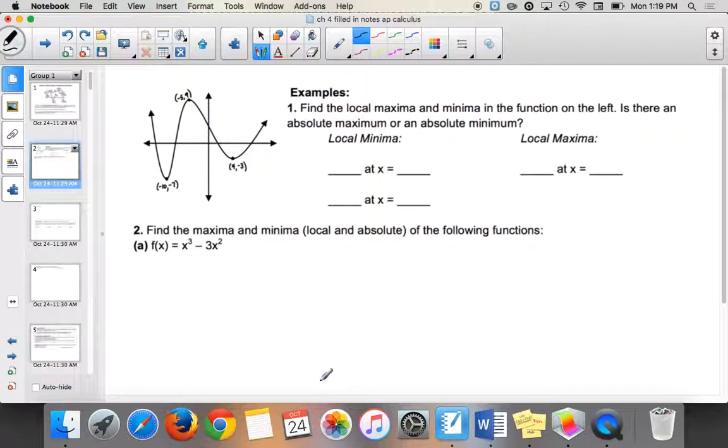So let's try one. It says find the local maxima and minima in the following function. Is there an absolute max or an absolute min? So we talked about this in pre-calculus. We always say the maximum is the highest y value that we go to, and the minimum is the lowest y value.